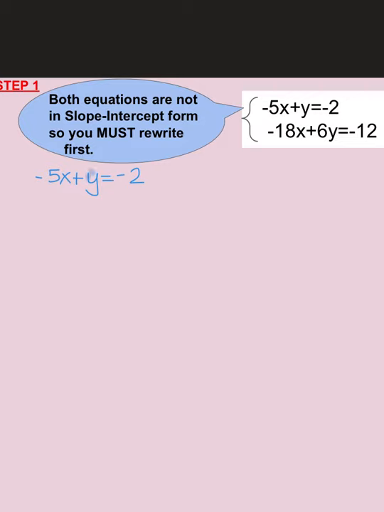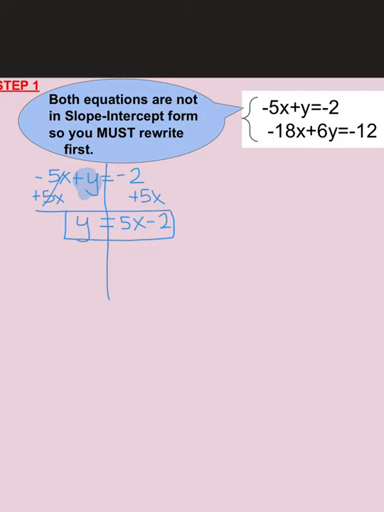I need the y by itself, so I'm going to cancel out this negative 5x and move it to the right side by adding 5x here. Cancel those out, adding 5x here. Now I have y by itself equals, now because the negative 2 and the 5x are not like terms, I can't combine them together. So I just write them side by side, putting the x term first, minus 2. So y equals 5x minus 2 is my one equation.